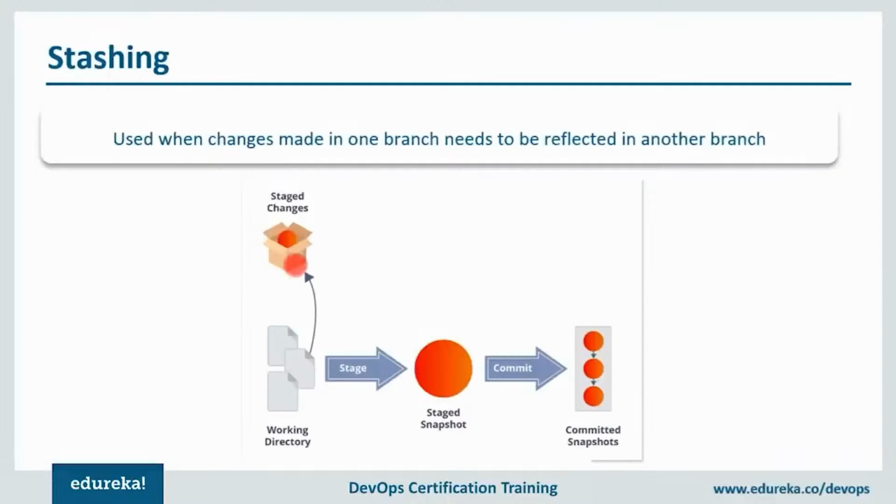As you can see in the diagram on the screen, this is the temporary location to which the user can save all the uncommitted changes and then perform actions such as reverting and switching through branches. Whenever the user wants some changes which are stored in the temporary location, he can just apply these changes anywhere.